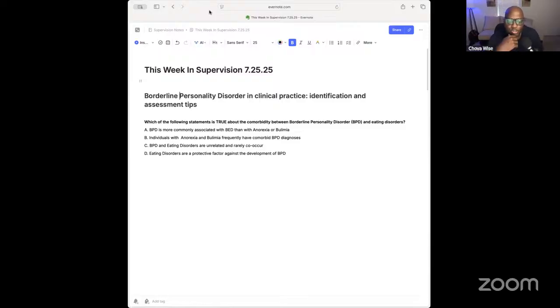Which of the following statements is true about the comorbidity between borderline personality disorder and eating disorders? A, borderline personality disorder is more commonly associated with BED than with anorexia or bulimia. B, individuals with anorexia and bulimia frequently have comorbid BPD diagnosis. C, borderline personality disorder and eating disorders are unrelated and rarely co-occur. Okay, what do you think it is so far? And lastly, D, eating disorders are a protective factor against the development of borderline personality disorder.